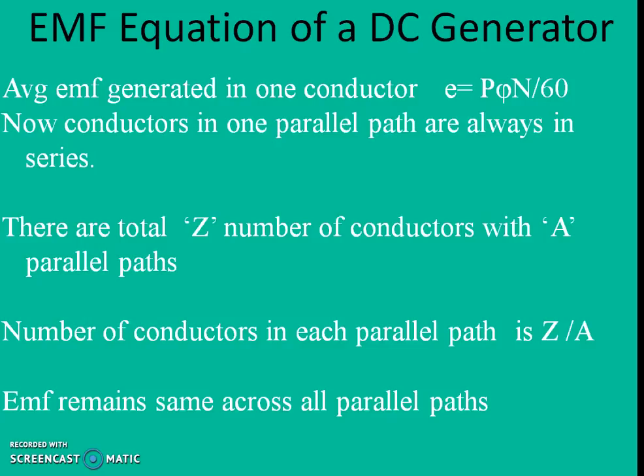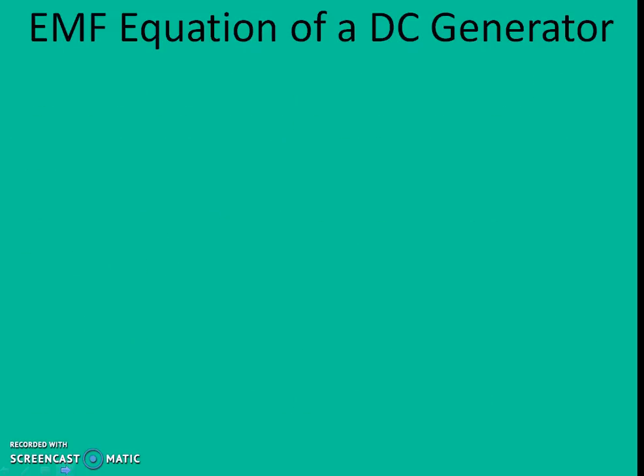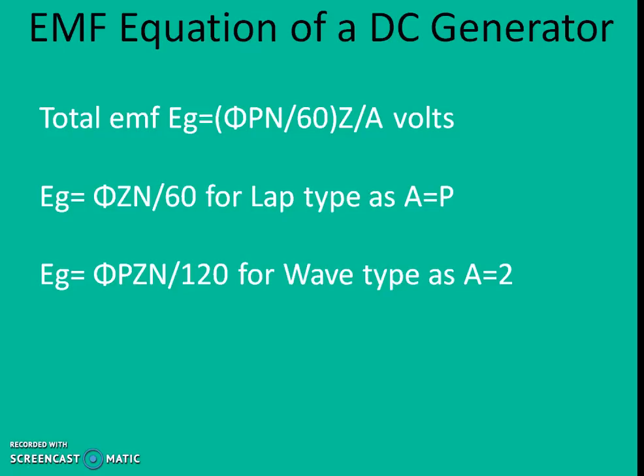Now conductors in one parallel path are always connected in series. As there are a total of Z conductors with A parallel paths, the number of conductors in each parallel path is Z by A. The E.M.F remains the same across all the parallel paths. So the total E.M.F generated is psi P N by 60 into Z by A volts. This is the E.M.F expression for a DC generator.